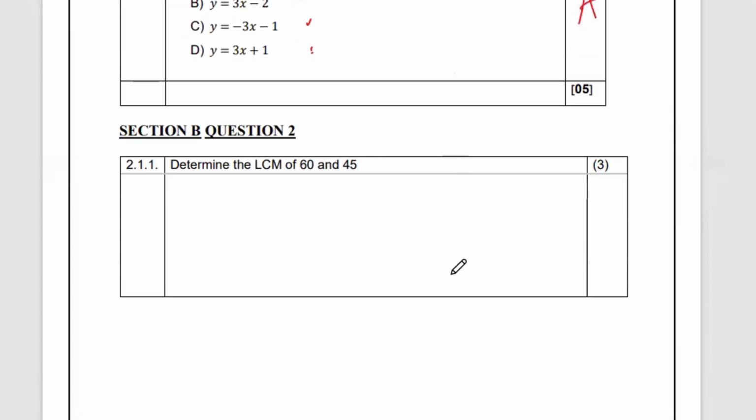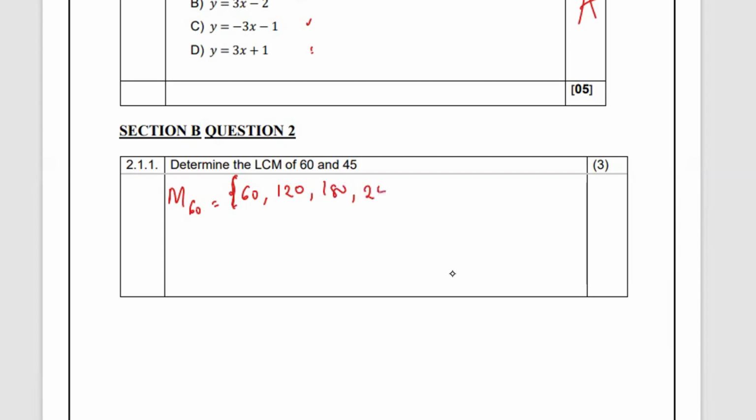Then question number 2. They want us to find the LCM. LCM stands for the lowest common multiple. We have a number of ways of getting the lowest common multiple of any given numbers. We're going to look at the first option, where you have to write down the multiples. Remember, multiples are basically products of a number with the natural numbers. So like 60 times 1 is going to be 60. 60 times 2 is going to be 120. Times 3 is 180.